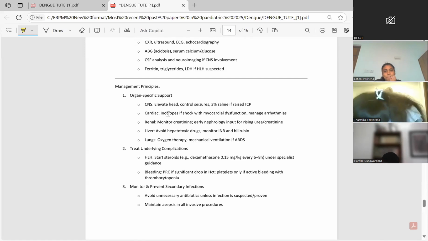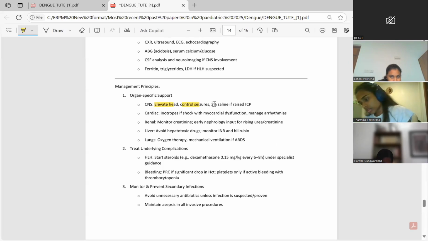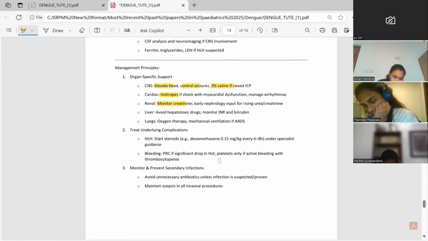If the child has got CNS involvement like cerebral edema, you might have to elevate the head, control seizures, hypertonic saline. If the child has got cardiac problems, example arrhythmia, myocarditis, you might have to go for inotropes, right? Renal, we need to monitor serum creatinine, right? And then you might have to go for dialysis, right?